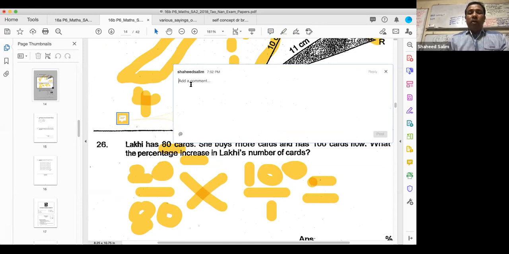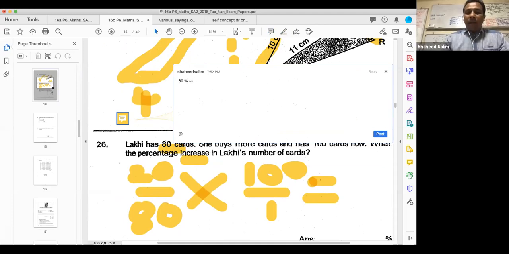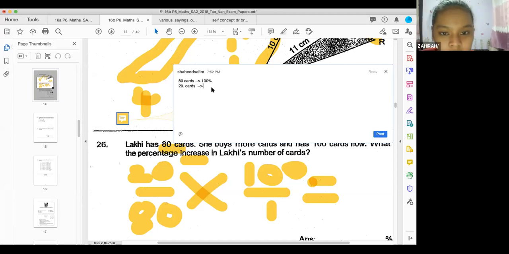Okay, now here we go. So now let's say 80 cards is 100%. Now you want to find 20 cards. How many percent? Very simple. Ask yourself, can you from 80 divide a number to get 20? 8 divided by what gives you 2? Hello, no one is talking to me. 8 divided by 4. So you divide by 4, you get 25%.